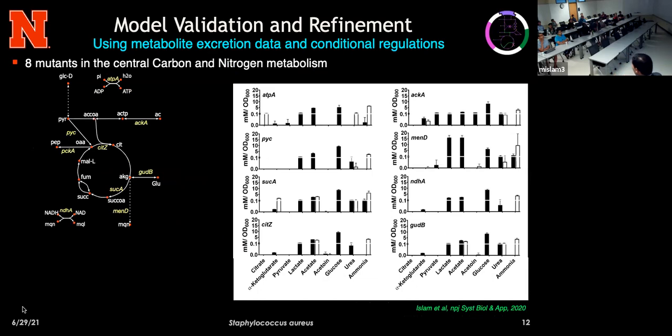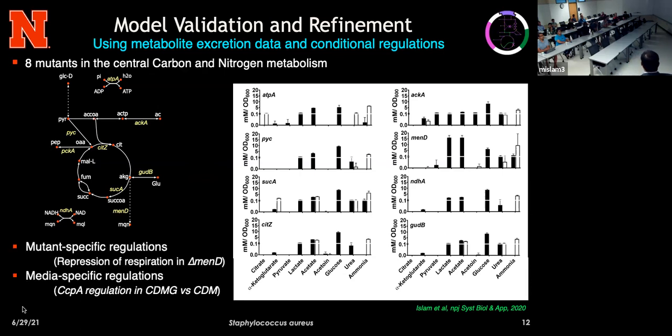Now, for these two sets of examples, we used information already published in literature and in different databases, but we also did our own experiment. Professor Thomas's lab at UNMC measured excreted metabolite rates for 8 mutants in the central carbon and nitrogen metabolism. These mutants are highlighted in yellow in this pathway. They play important roles in many pathways in Staph, including the electron transport chain, energy metabolism, TCA cycle, etc. We measured the excretion rate of those different metabolites in chemically defined medium with glucose and without glucose. Now, we can simulate the model and match the prediction to this experimental data.